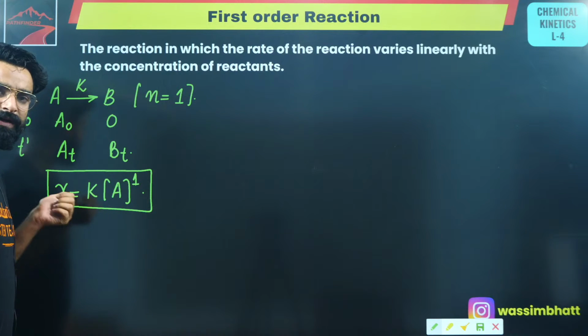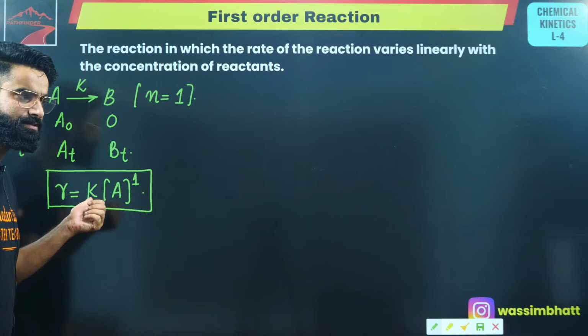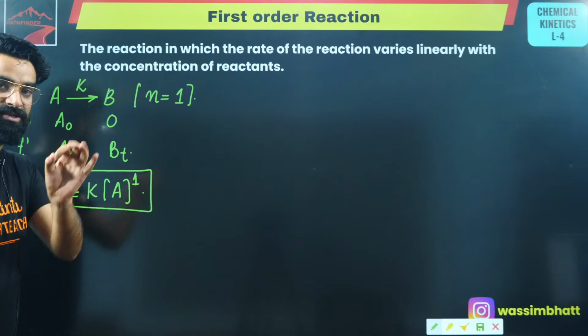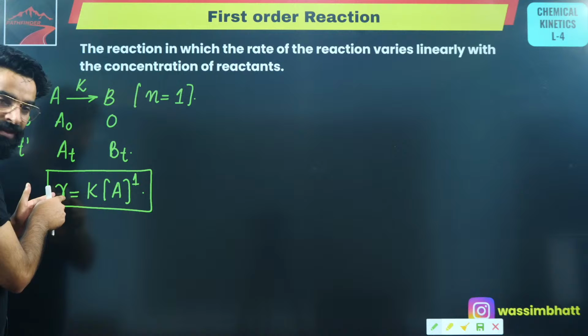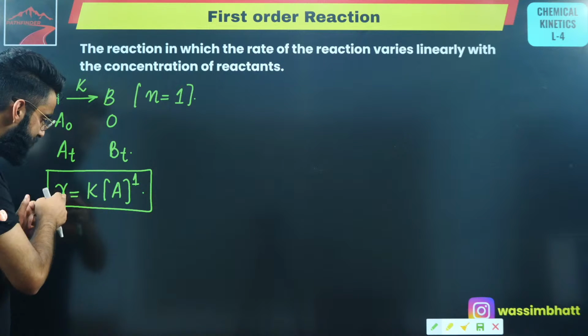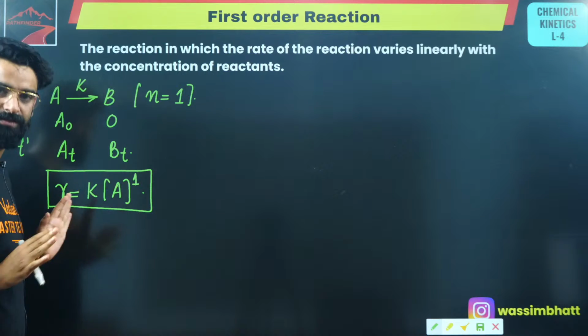As per rate law, rate of the reaction is equal to rate constant multiplied by concentration of reactant raised to the power order. As you can see, the rate of reaction is varying linearly with the concentration of reactant.